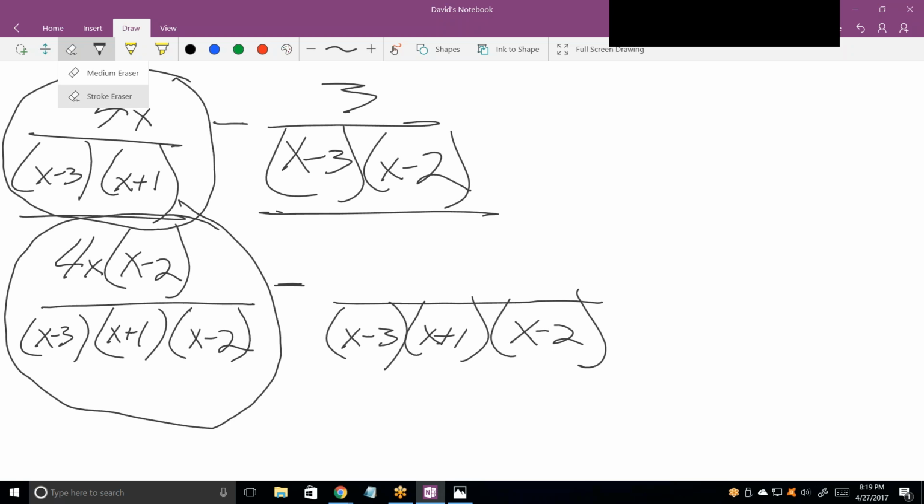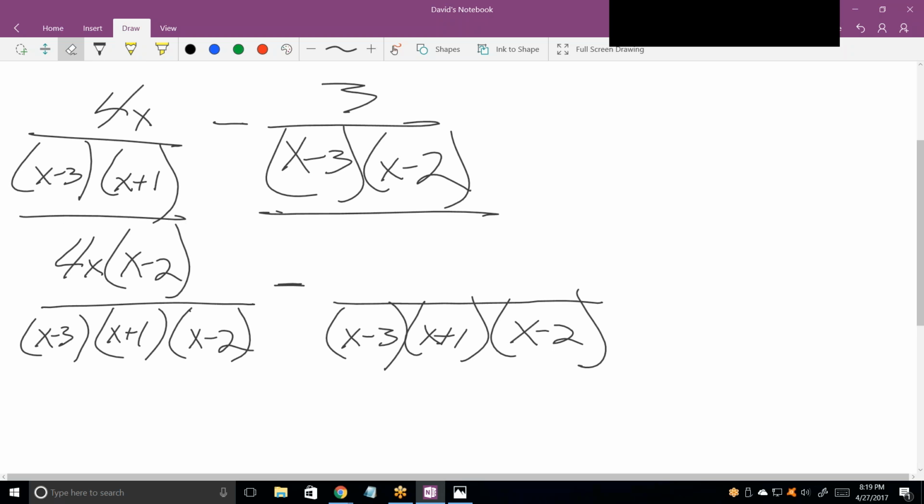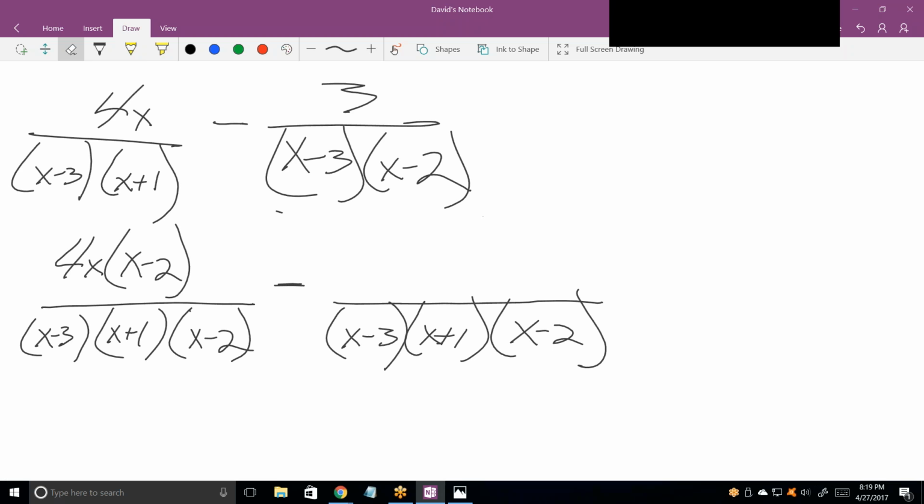So I would always recommend to everybody that you write it this way. In other words, you do not multiply the bottoms together. You leave them in factored form. Now, what's this top right numerator?